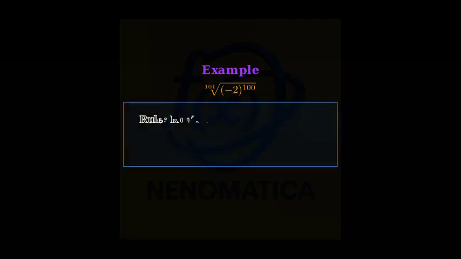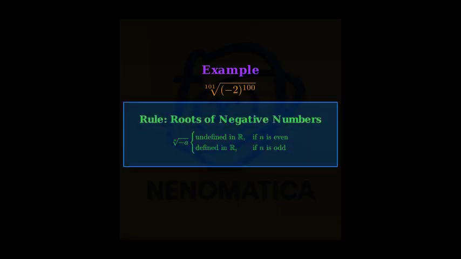Our first radical expression is the 101st root of -2 raised to the power of 100. To determine if this is defined in real numbers, we need to understand a key rule. When we have an even root of a negative number, the result is not a real number. However, when we have an odd root of a negative number, the result is a real number.